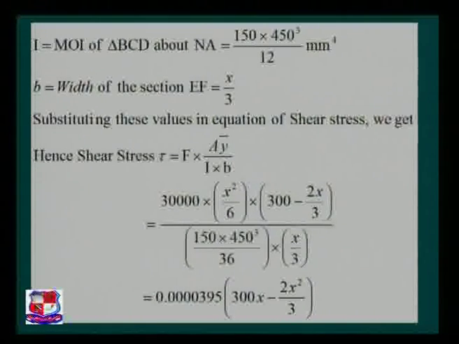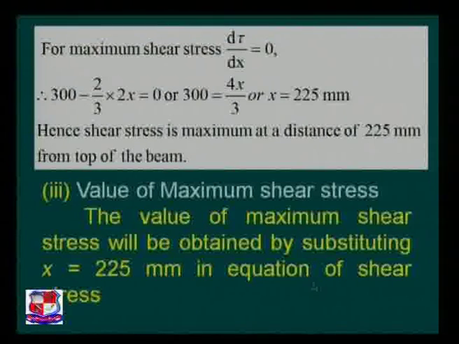Base width of the section is x by 3. We are putting all the values over here. F is equal to 30,000, A is equal to x square by 6, y bar is 300 minus 2x by 3, B is equal to x by 3. And if we simplify this, we achieve an equation. Shear stress tau is equal to 0.40395 bracket 300x minus 2x square by 3.